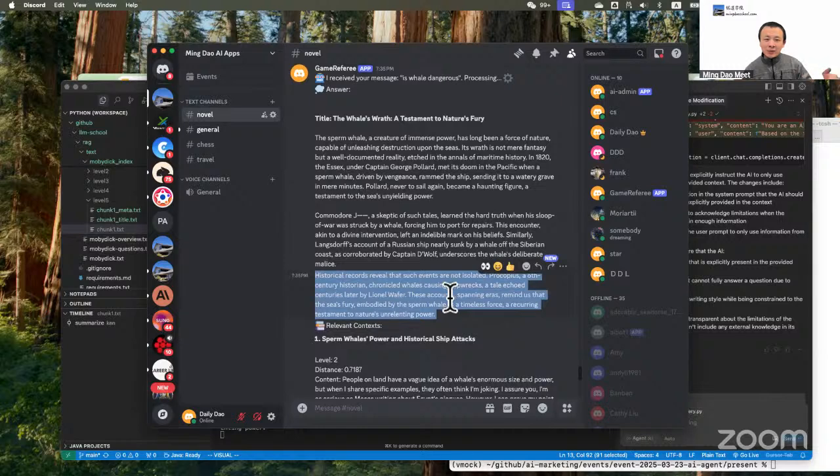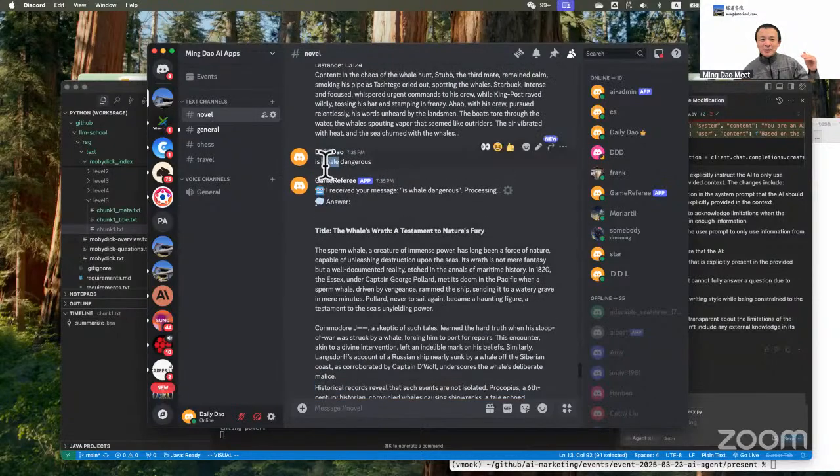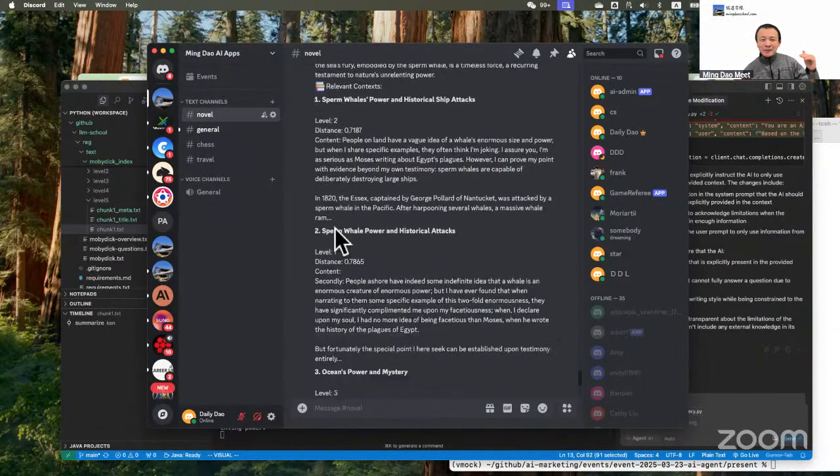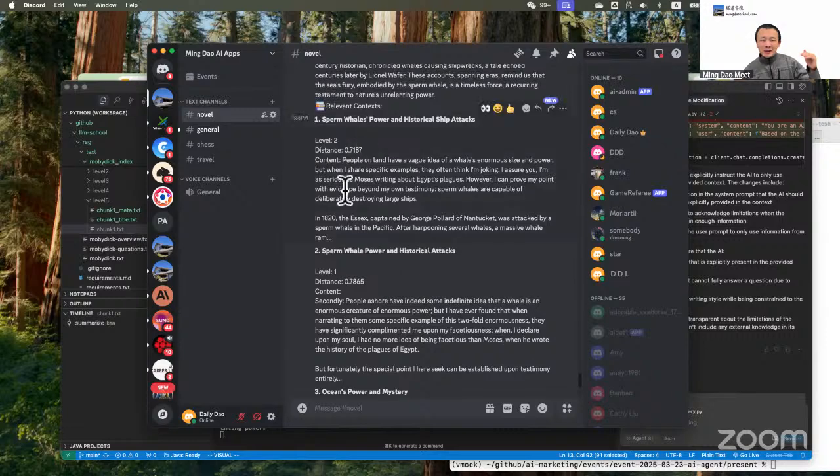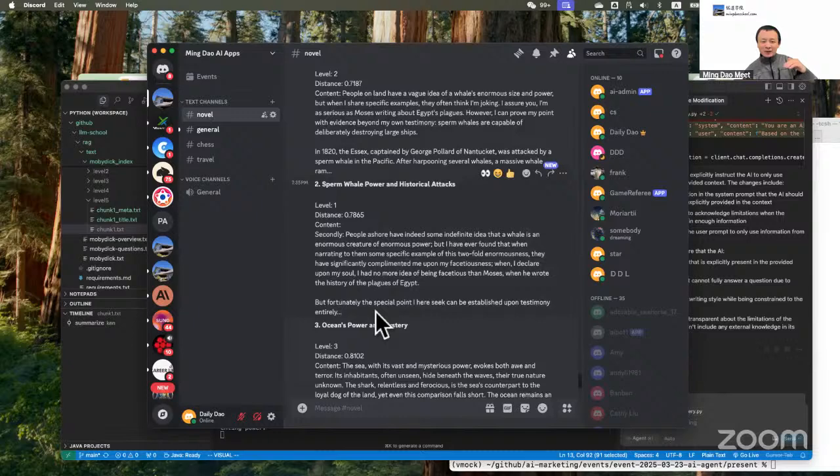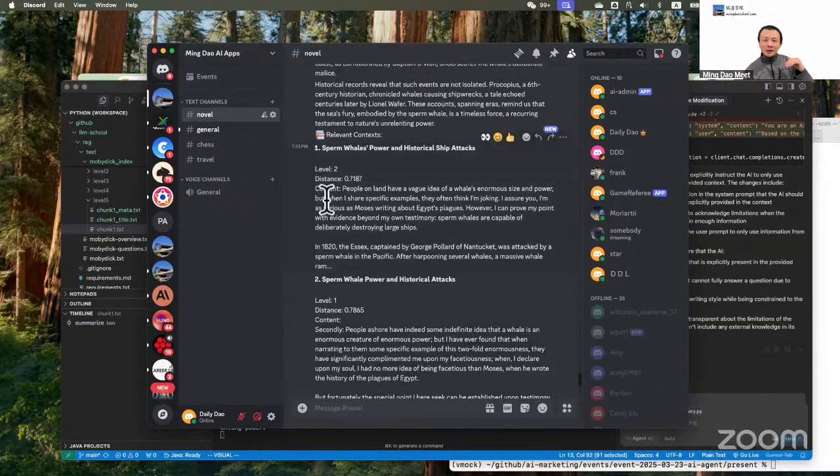But there are more supporting evidence that whaling on a ship is quite dangerous. The whale actually may sink ships, and actually they sunk some ships. So this is again based on my question: is whale dangerous? And then it actually found some paragraphs on both level 2, the summary level, and level 1, the original text. They are related to the danger of whaling.